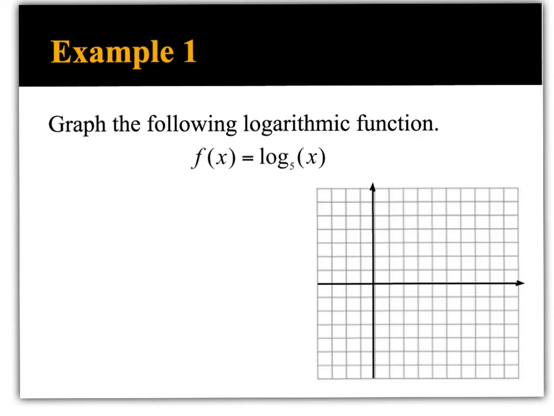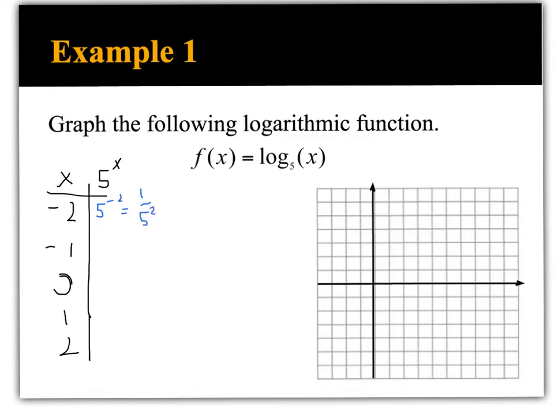So here we go. We have this function, log base 5 of x, and last time what we did is we made a table where we had x, and then we had 5 to the x. And then I told you to plug in these numbers, -2, -1, 0, 1, and 2. And then when we plug them in, 5 to the -2, well, now we know what this means. This means 1 over 5 squared, which is 1 over 25. 5 to the -1, now you know that means the reciprocal, so that's 1/5. 5 to the 0 is 1. 5 to the first is 5. And 5 squared is 25.